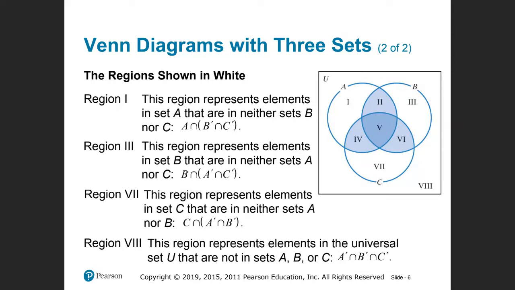Now we look at the regions in white. Note that those are only a part of each of the circles, A, B, and C. So region 1 represents the elements that are in A that are not in B or C. Region 3 represents those elements in the circle B or set B that are not in A or C. And region 7 is the set of elements that are in the circle C, but not in A or B. And finally, like I explained earlier, region 8 represents those elements in the universal set, the entire square, that are not in sets A, B, or C.